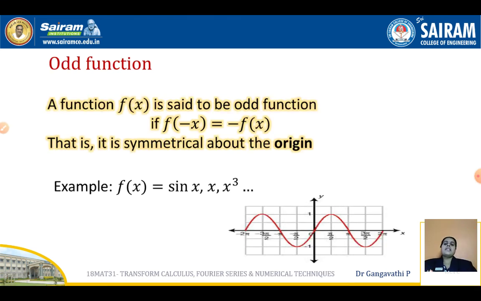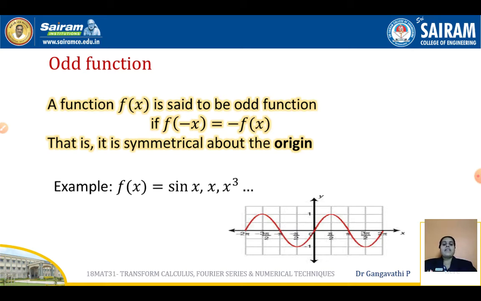Similarly, let us see an odd function. It is exactly opposite to an even function. A function f of x is said to be an odd function if the condition is f of minus x is equal to minus f of x. That means geometrically it represents a curve or function f of x that is symmetrical about the origin, the pole. In other words, we can say it as a pole.